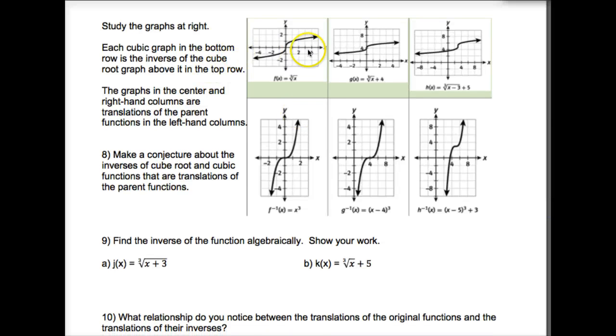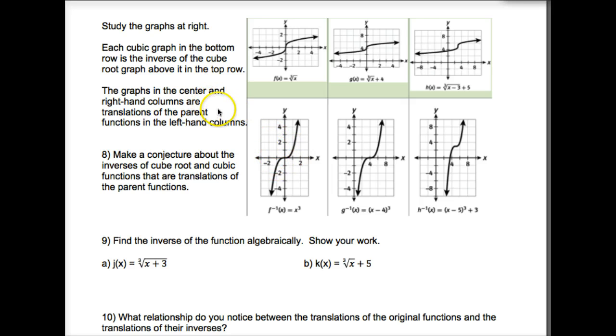Next, it wants us to study these graphs here. So we've got f of x equals cube root of x plus 4, and then cube root of x minus 3 plus 5. So those are all cube roots. Then below them, we have cubic graphs. It says each cubic graph in the bottom row is the inverse of the cube root graph above it in the top row. So again, it's a reflection over the line y equals x.